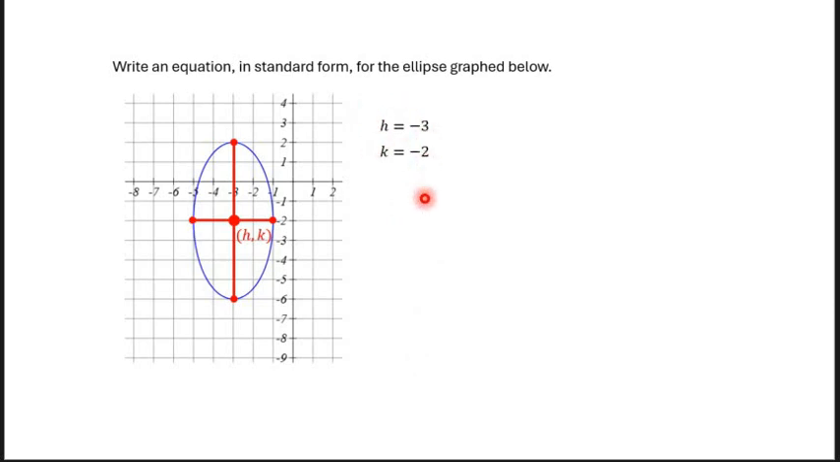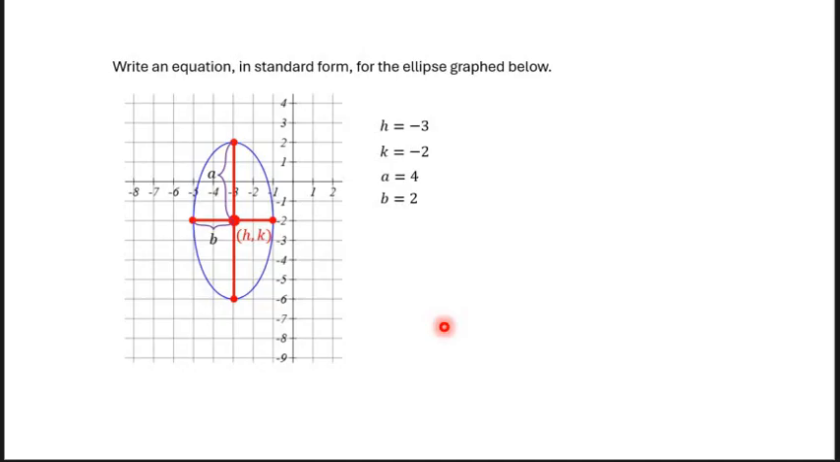And in order to find the other two values I need, which are a and b, I just have to count how far the center is from the vertices and also how far the center is from the co-vertices. The distance from the center to that vertex on top is 1, 2, 3, 4. So the value of a is 4. The distance from the center to that co-vertex to the left of it is 1, 2. So that means the value of b is equal to 2.